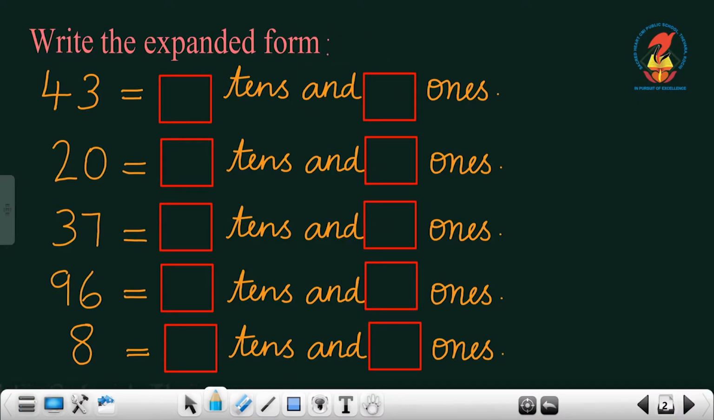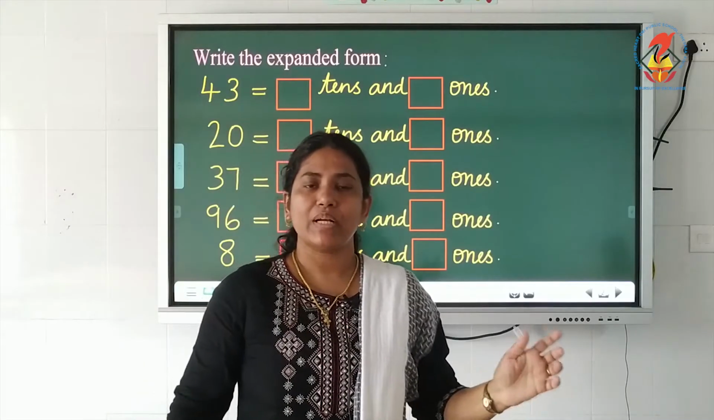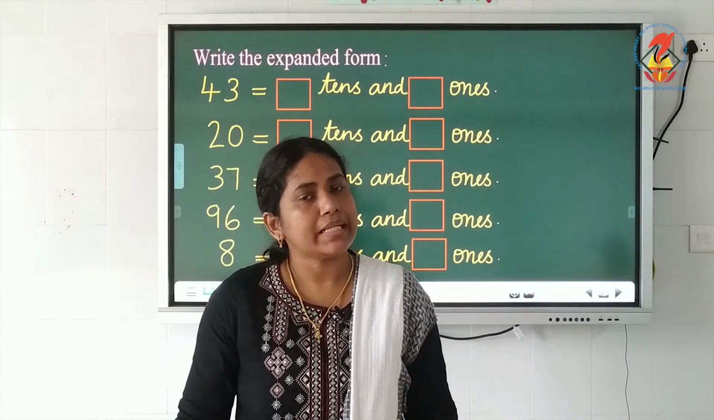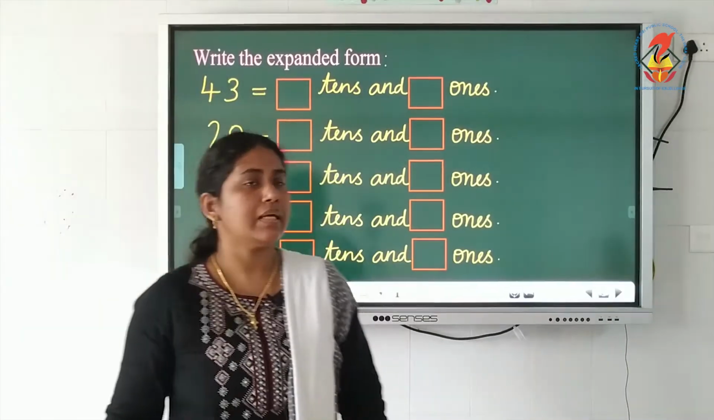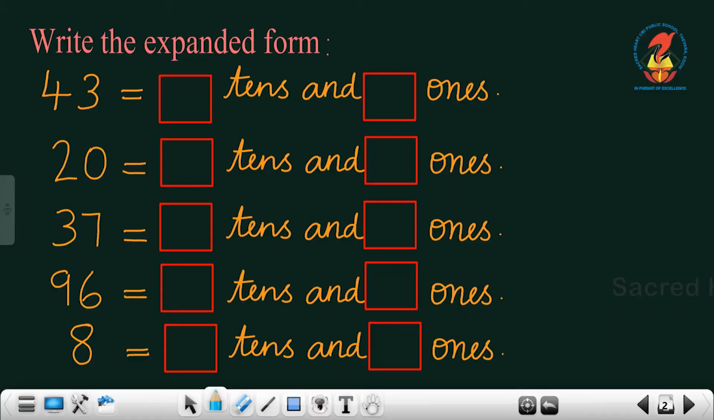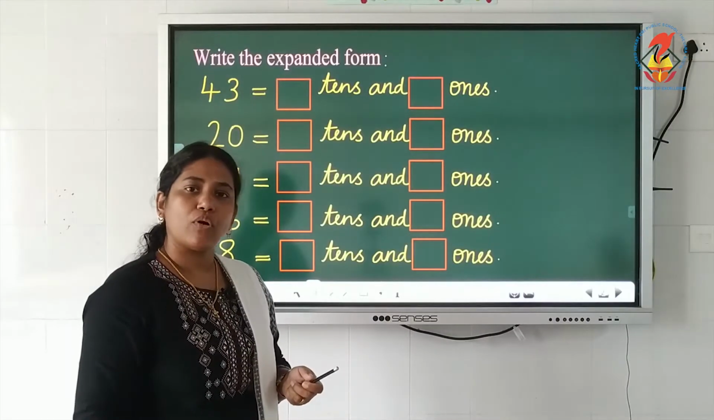Write the expanded form. Children, what is expanded form? We already studied in the last chapter. We write the expanded forms also there. Look at the first number. Read this number. 43. The number is 43.